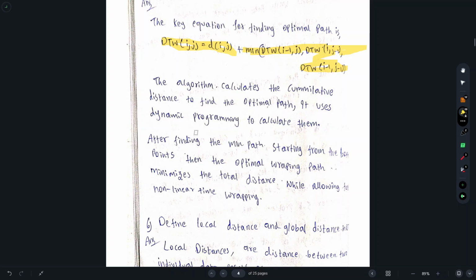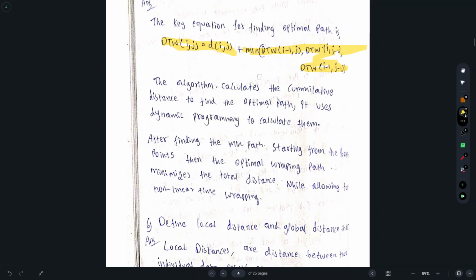After finding the minimum path starting from the points, the optimal warping path minimizes the total distance while allowing non-linear time warping. Non-linear time warping is nothing but, if we just try to find a way in a straight line, whereas non-linear time warping will try to find the optimal solution in different shapes.